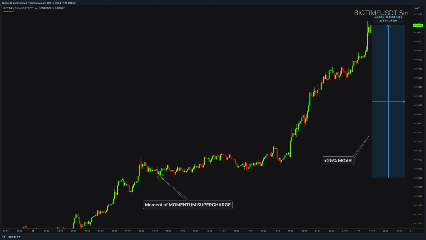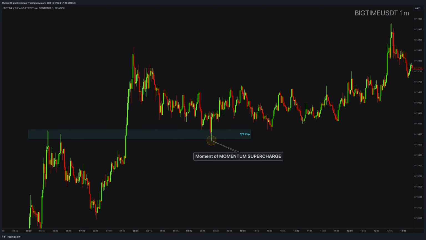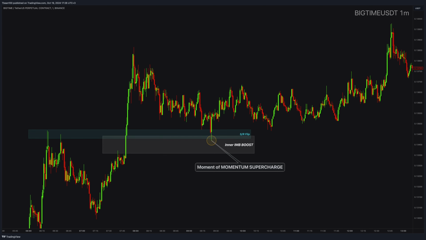In the entry area, I also saw this great support and resistance flip with the inner boosting imbalance. Up until this point, everything was A++, masterclass level trade setup. Now let's talk about the problems.